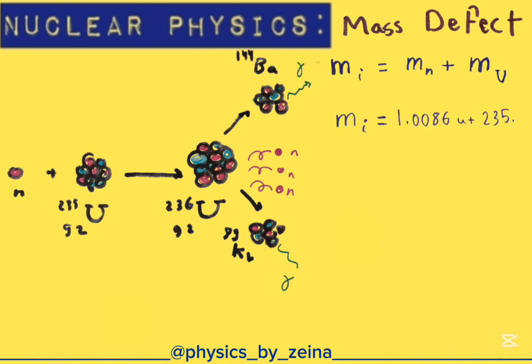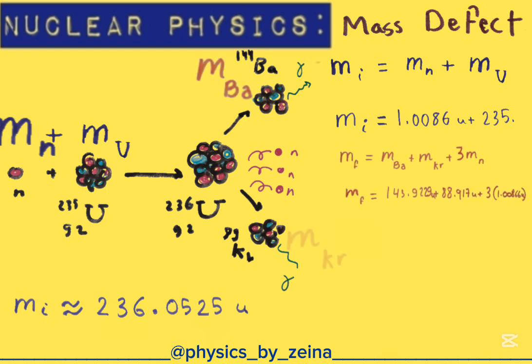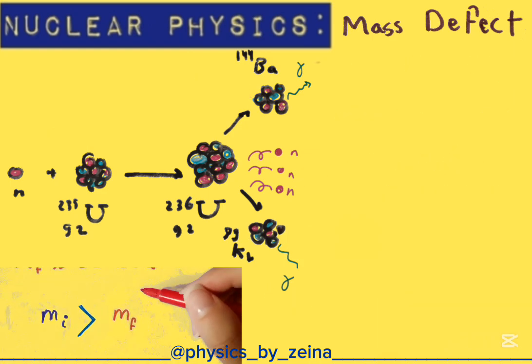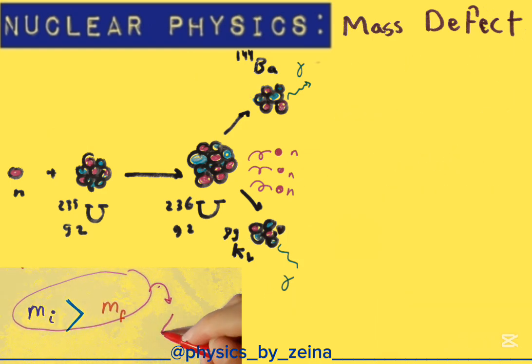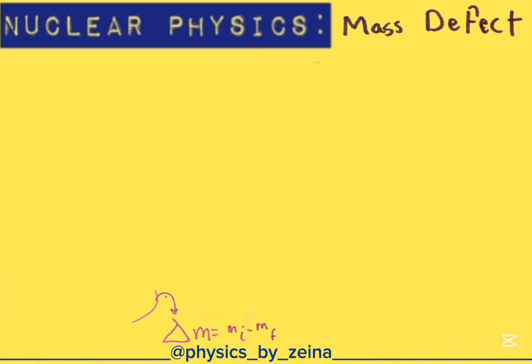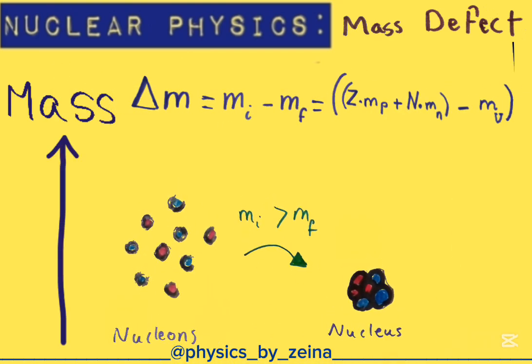Diving into the math, the initial mass of uranium-235 and the neutron is approximately equal to 236.0525 U, which is larger than the final mass for the fission fragments, which is approximately equal to 235.867 U. The mass difference is called the mass defect, which is approximately equal to 0.185 U. Physically, the mass defect is the difference between the sum of the masses of nucleons taken separately and the mass of an atomic nucleus.